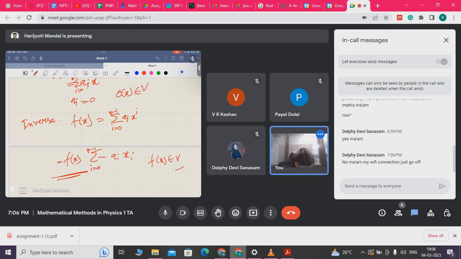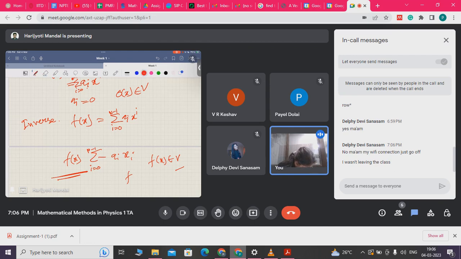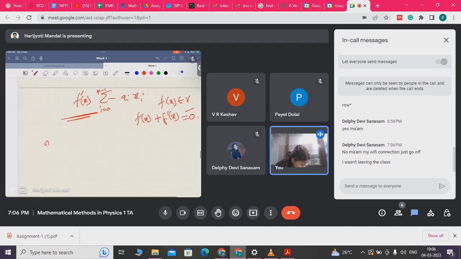So this f of minus f of x also belongs to the vector space V, or you can write it like f dash x also. So f(x) plus f dash x will make you 0. So option A is true.